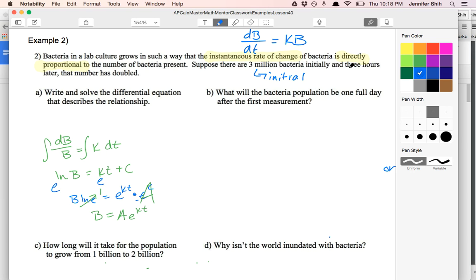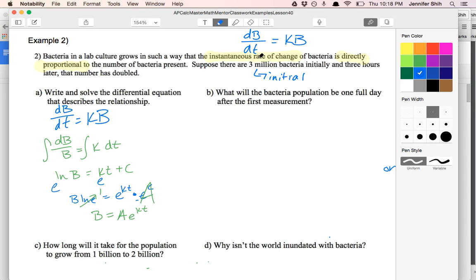And then it doubles every 3 hours. So we're going to write and solve a differential equation that describes the relationship. That means that we start with dB over dt is equal to kB. We start with this. Then we separate our variables, take e to both sides, and then we're going to end up having an equation, B is equal to some initial value e to the kt.